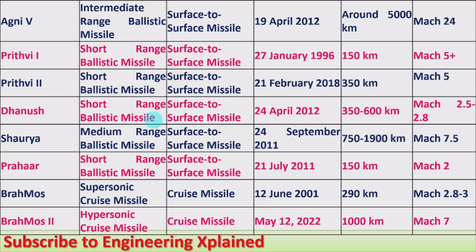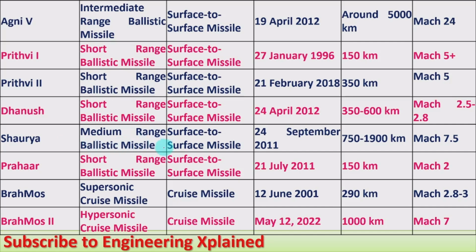Dhanush short range ballistic missile, it is surface to surface missile, 24th April 2012 it is launched and its range is 350 to 600 km. The speed is Mach 2.5 to 2.8.